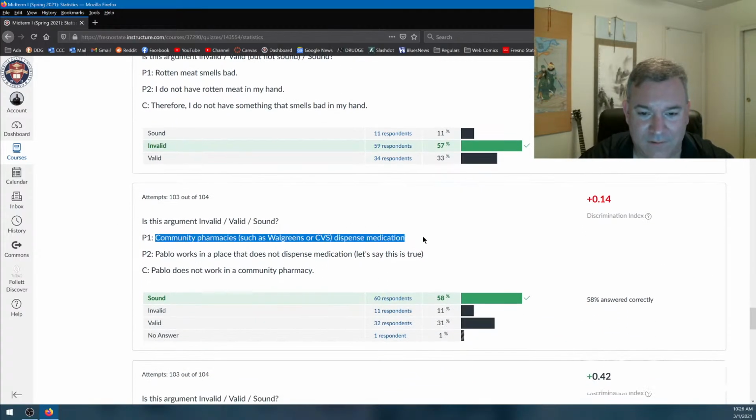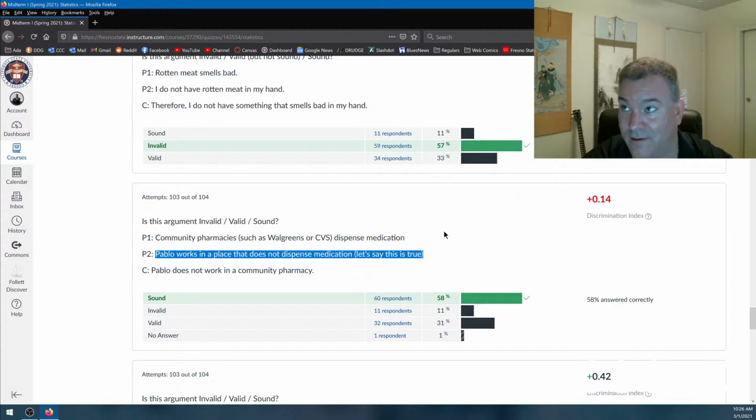Okay. Community pharmacies dispense medication. This is true. That's what community pharmacies do. Pablo works in a place that does not dispense medication. That is true. He's a friend of mine. So, Pablo does not work in a community pharmacy.